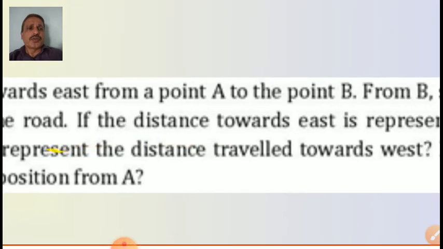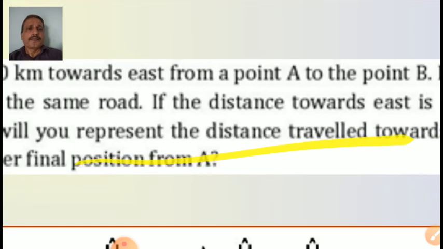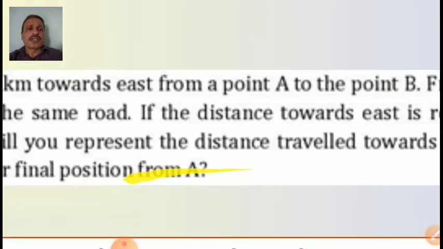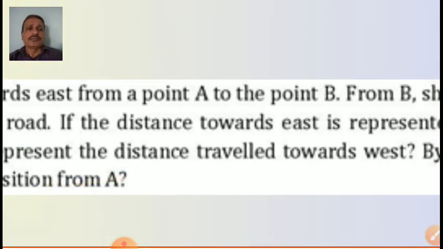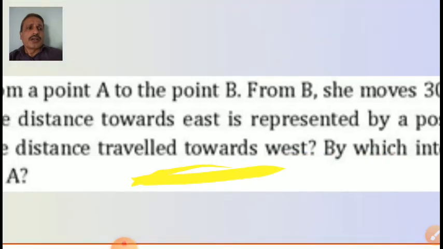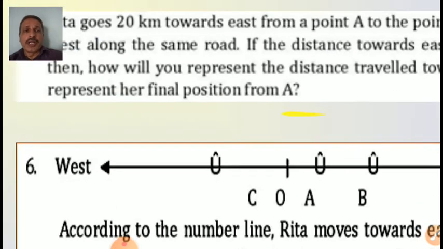If the distance towards east is represented by a positive integer, then how will you represent the distance traveled towards west? Same way, like deposit and withdrawal, positive and negative numbers. By which integer will you represent her final position from A? So students, you can take the help of a number line. See, this is a practical life problem. You can draw it very easily.